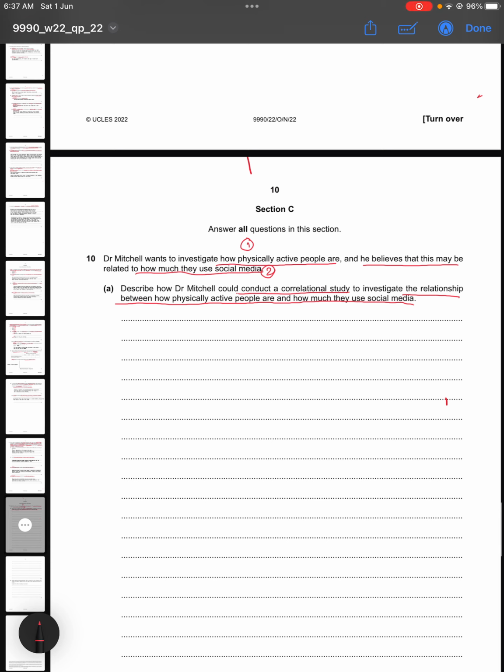Now, before starting the study, there are a few questions that we need to keep in mind while attempting the design a study question, which are what, why, how, who, where, and when. So what is our correlational study? Why is because Dr. Michel wants to investigate the relationship between how physically active people are and how much they use social media. How is going to be our whole procedure, who is going to be our sample, where the study is taking place, and when is around how much time the study would take.